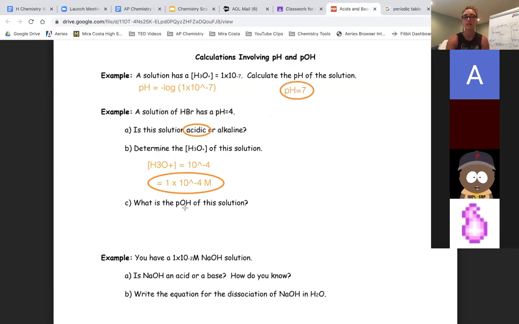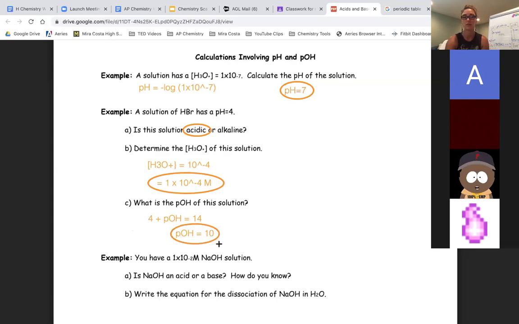Next it says, what is the pOH of the solution? Well, I've given the pH, so I can find the pOH quite easily. pH plus pOH is equal to 14. So 4 plus the pOH is going to equal 14, and therefore pOH must equal 10. That's pretty straightforward, pretty simple. So there's my answer.